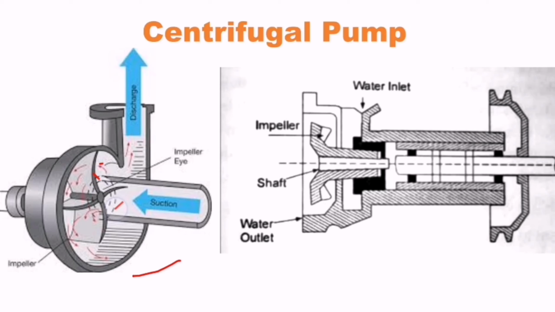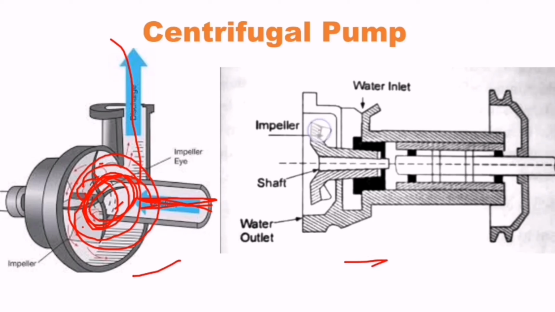Inside, this fan-like structure is the impeller. This is the suction. Suction is nothing but the inlet. From this inlet, the liquid enters the center of the pump. In that center of the pump, the impeller will rotate with the blades. Those impeller blades will take the liquid to the next level and push it out from the discharge valve. This is also a section of that centrifugal pump. These are impeller blades, this is the water inlet, this is the water outlet, and this is a shaft to rotate. The shaft is rotated with the help of electric power or mechanical power.